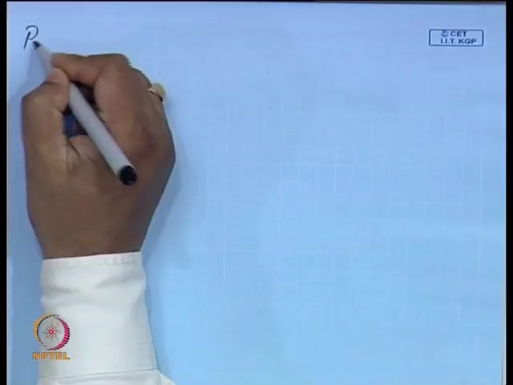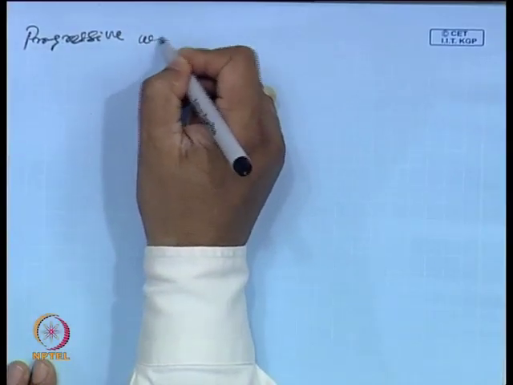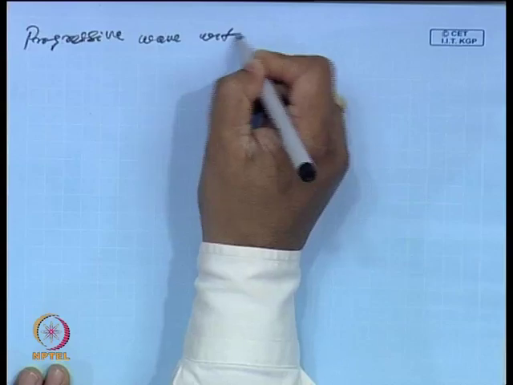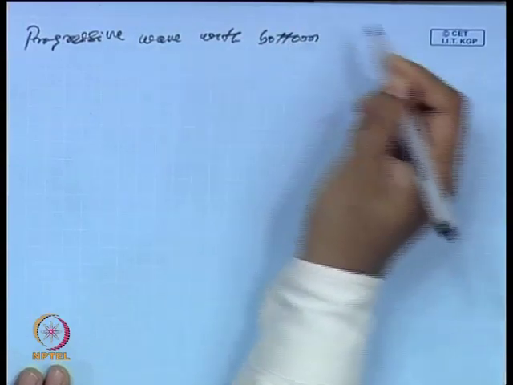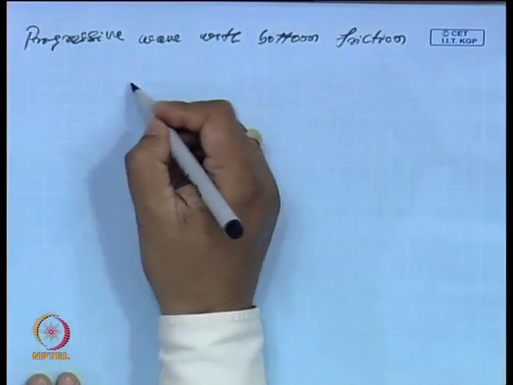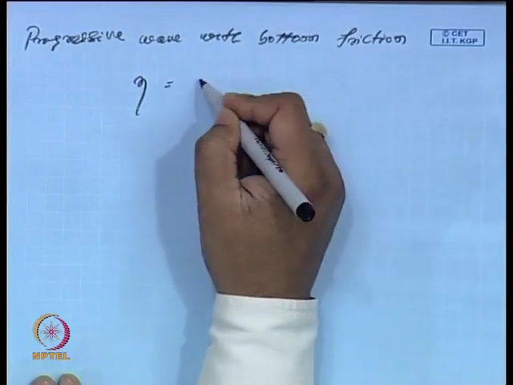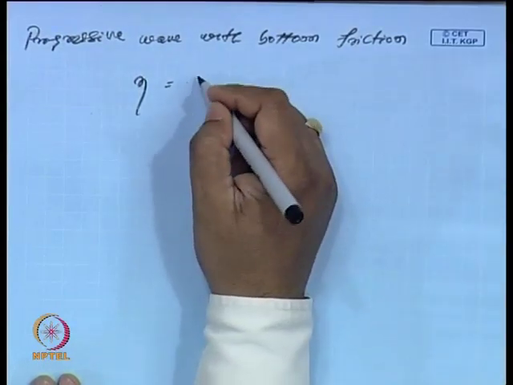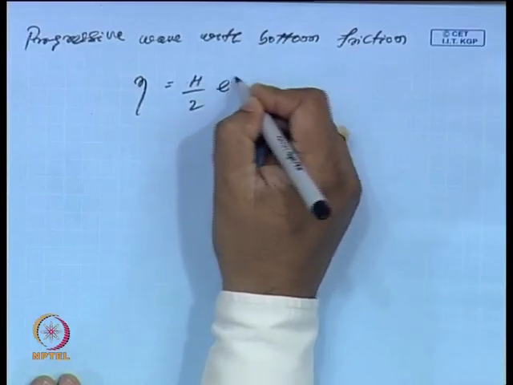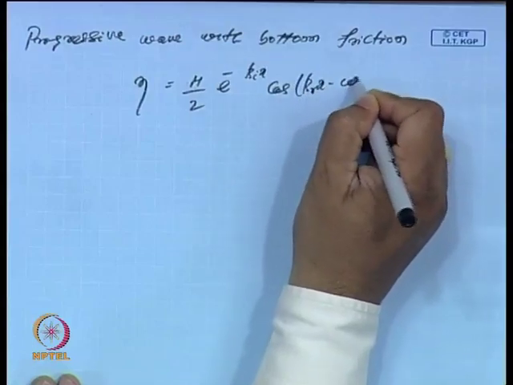Now, I will look at the corresponding case of a progressive wave. This is the case of a standing wave. How does the bottom friction act in the case of a progressive wave? In this case, I will look at a solution of this form, because from previous experience I can say, let me look at a solution of the form H/2 e to the power minus k_i x into cos(k_r x minus omega t).